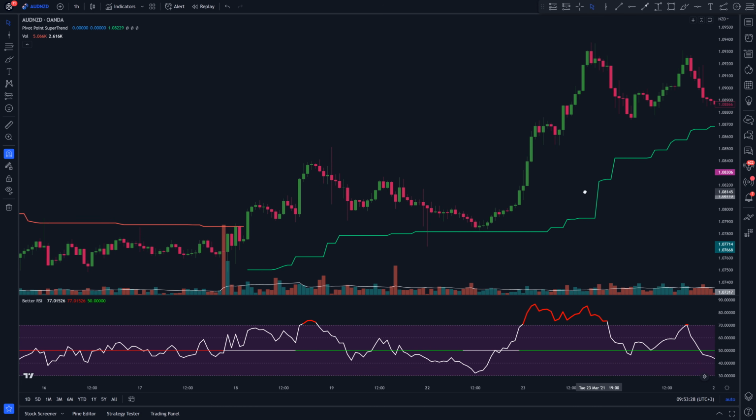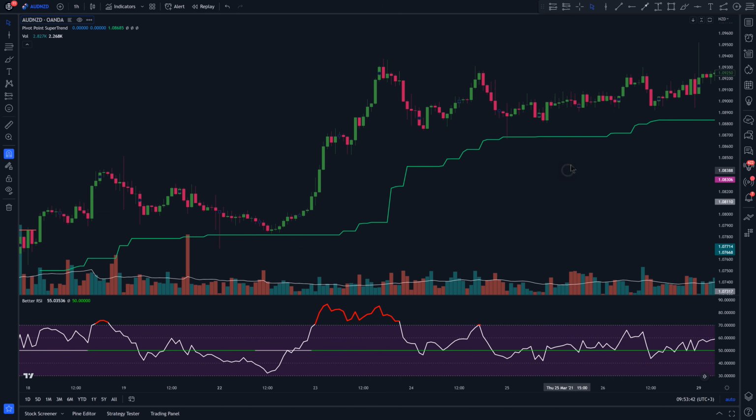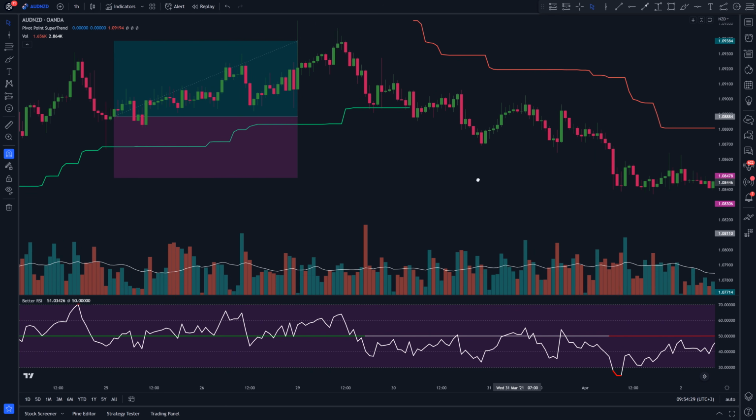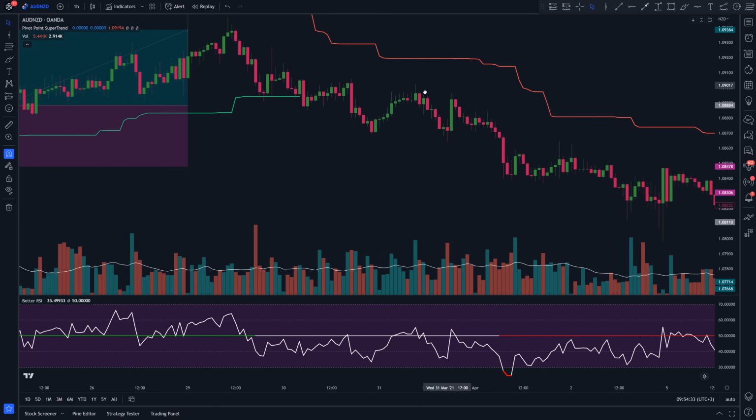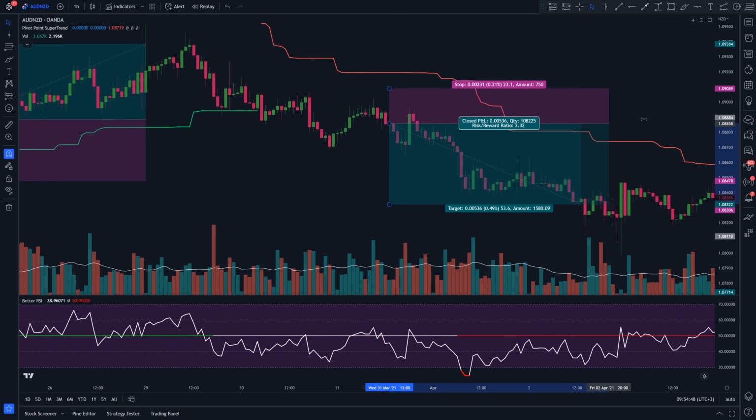How it works is like this. When it's colored green and the price is trading above it, that is a bullish trend, and we will be looking to take only buy trades. Conversely, when it's colored red and the price is trading below it, that is a bearish trend, and we will be looking to take only sell trades.